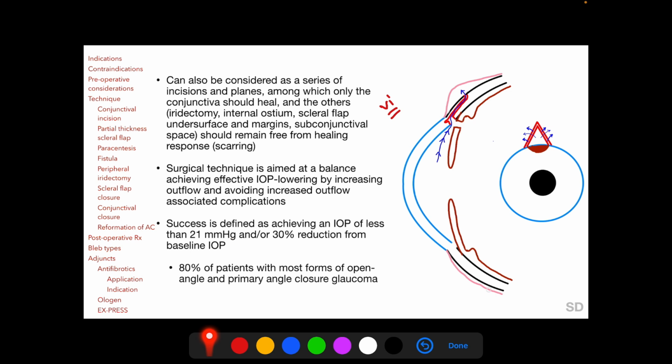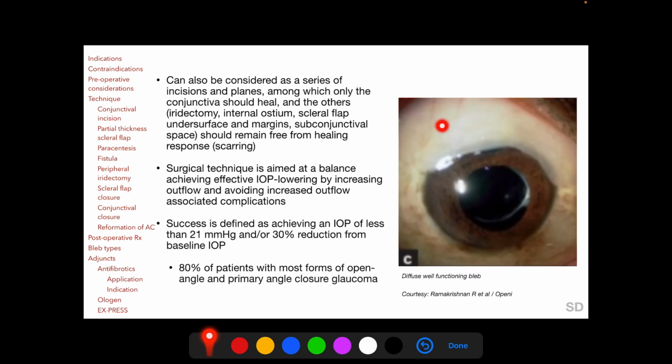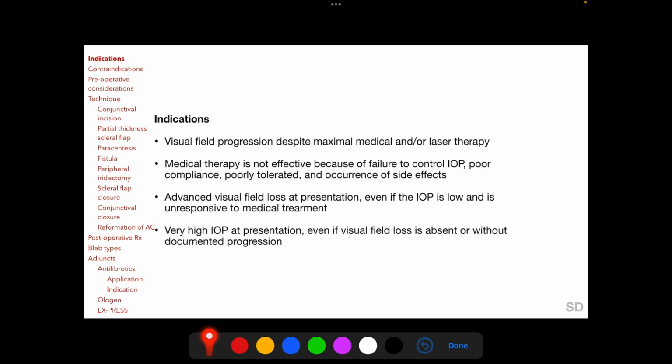And trabeculectomy has been reported to be successful in 80% of patients with the most common forms of open-angle glaucoma such as primary open-angle glaucoma, pseudoexfoliation syndrome, and pigmentary glaucoma, and also in patients with primary angle closure glaucoma, but not in patients who have had an attack of acute angle closure. So this photograph shows a patient with a diffuse bleb following a trabeculectomy, and as we will be discussing, this is one form of functioning bleb.